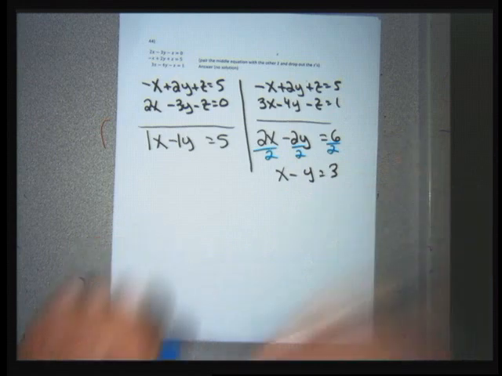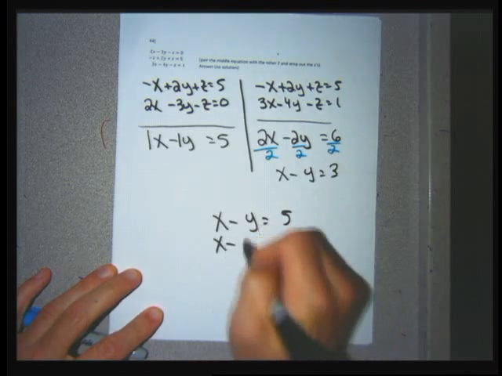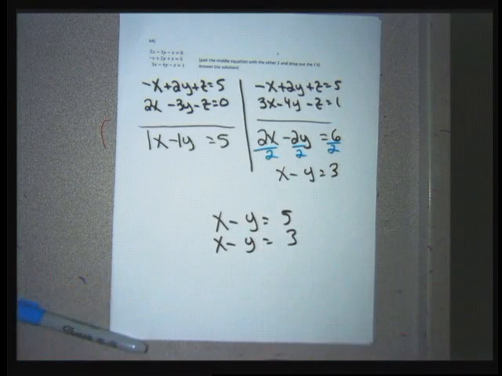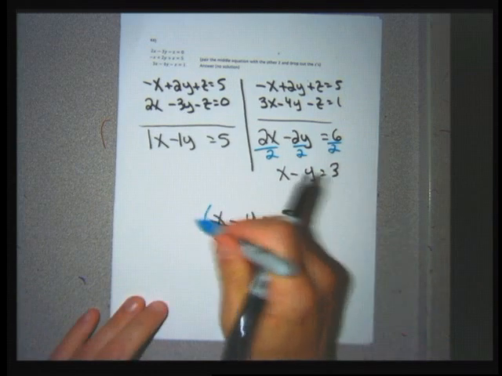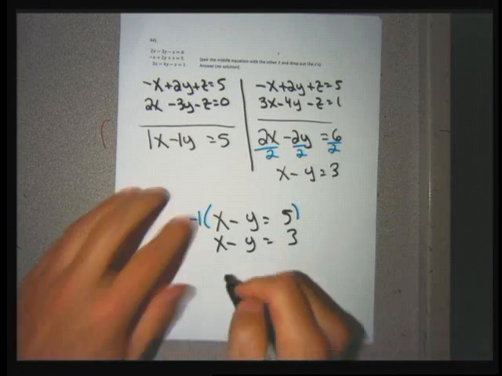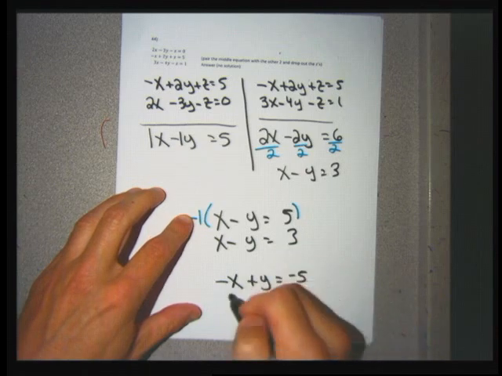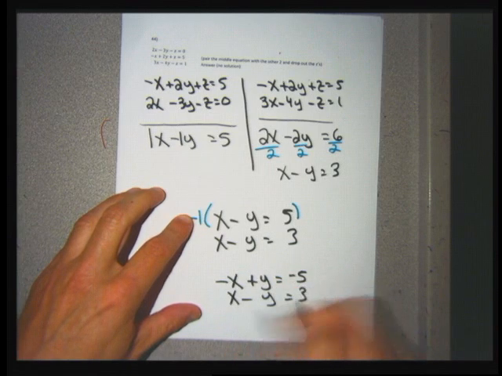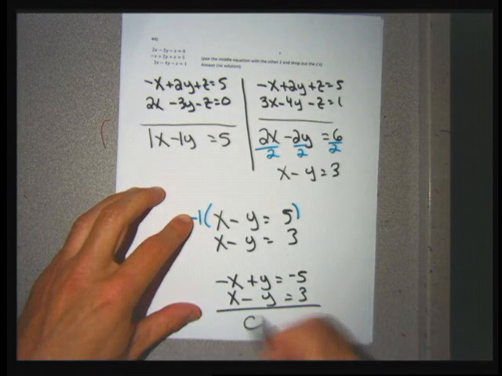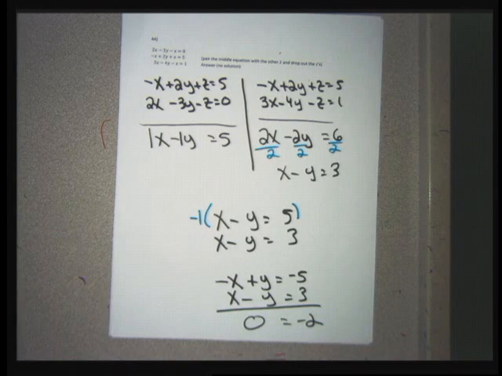I'm going to stack the equations on top of each other. The x minus y equal to 5 and x minus y equal to 3. I'm going to multiply the top equation by minus 1. It's going to make both the x's and y's cancel out. When I multiply the top equation by minus 1, I get minus x plus y equal to minus 5. I'm going to stack that on x minus y equal to 3. On the left side, both letters cancel out. On the right side, I get negative 2. That's the best thing that can happen. That's the least amount of algebra I could ever have to do. The letters drop out and I'm left with a false statement. There's no solution.